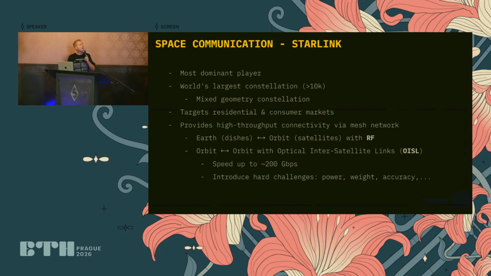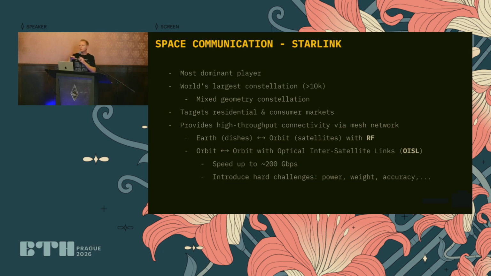If you look at Starlink, they are the most dominant player. For those who don't know, they have more than 10K satellites in the sky, and they use the mixed geometry from this picture. So they are highly available, but they are targeting, let's say, the residential markets. It's more for terrestrial networks to operate rather than connectivity between satellites. And you can connect to them on Earth. You have these cool dishes that you can put everywhere, and it connects with RF to their satellites.